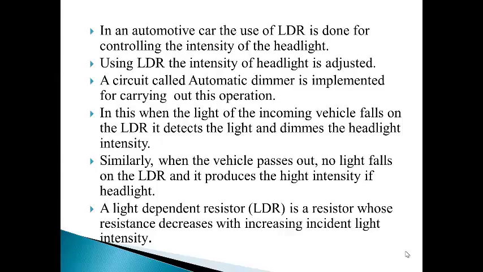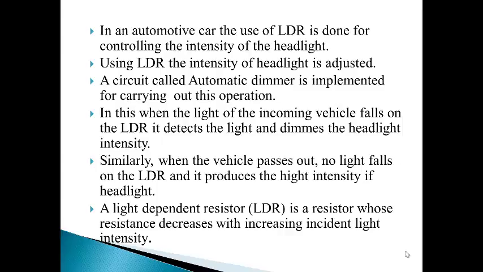That is, if a vehicle is coming from the front, the LDR on the front of the car detects the light coming from the incoming vehicle, and thus reduces the intensity of the headlight produced. Similarly, when the vehicle passes by, no light falls on the LDR, and it produces a high intensity headlight beam.